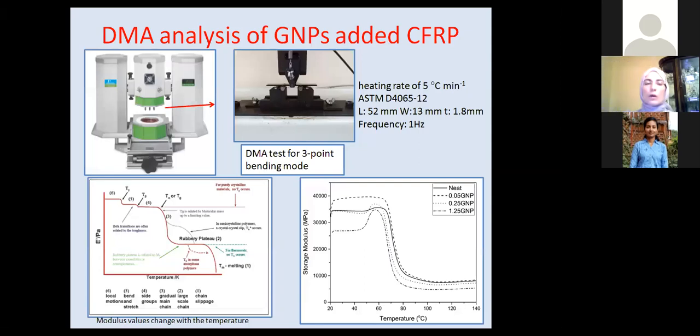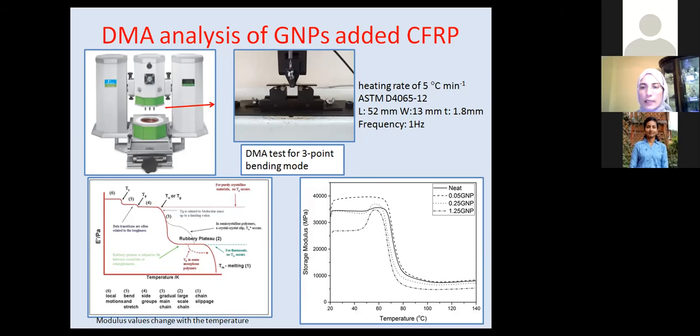We also measured the dynamic mechanical analysis of these samples. Dynamic mechanical analysis is a useful tool to measure the viscoelastic properties of the materials under different loading conditions. We use the 3-point bending mode in all composite samples under a constant frequency as a function of the temperature.